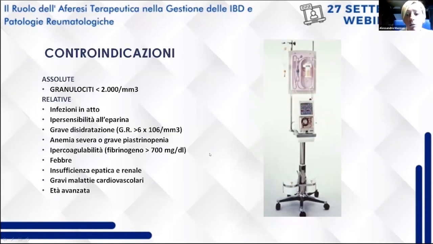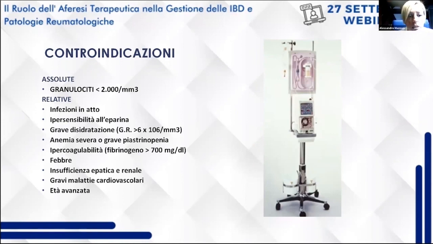So, what can the contraindications be? Allora, the absolute contraindications are related to the number of granulocytes, that obviously must not be below a certain threshold, because of course the patient needs granulocytes, i.e. there must be a value below which we must not go to not induce patient immunosuppression.